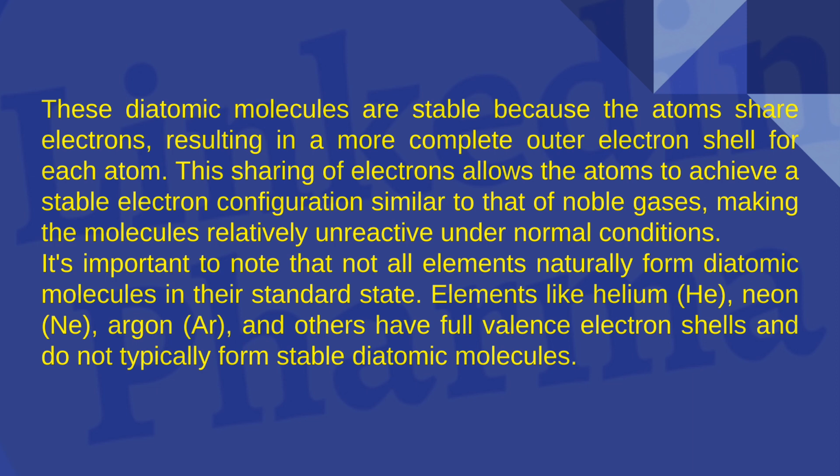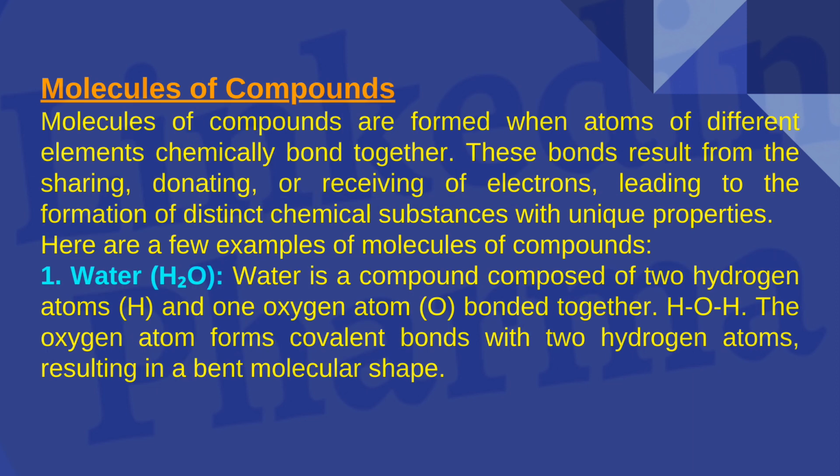It's important to note that not all elements naturally form diatomic molecules in their standard state. Elements like helium, neon, argon, and others have full valence electron shells and do not typically form stable diatomic molecules. Molecules of compounds. Molecules of compounds are formed when atoms of different elements chemically bond together. These bonds result from the sharing, donating, or receiving of electrons, leading to the formation of distinct chemical substances with unique properties.